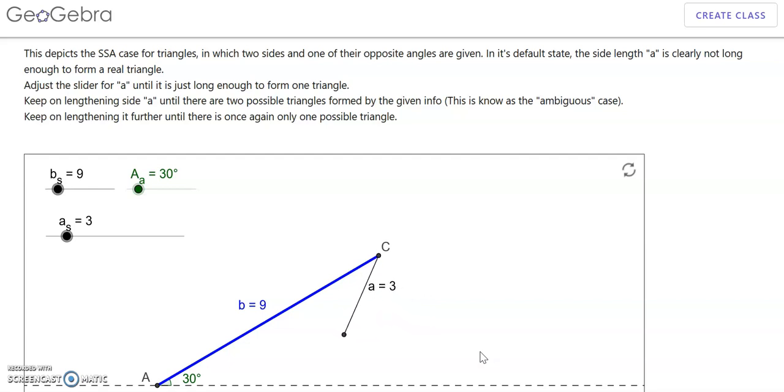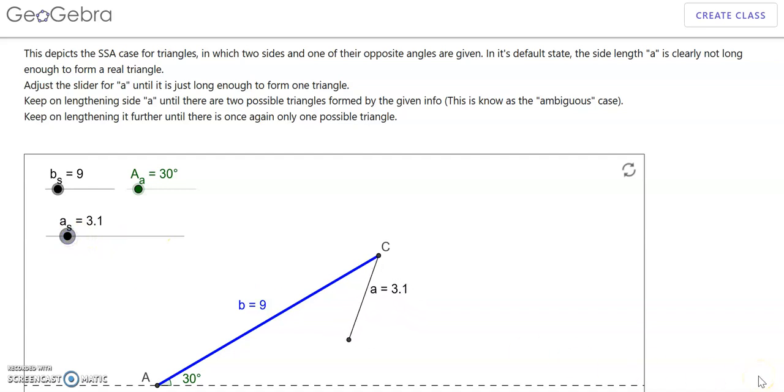So you'll notice that angle A and the side length across from it, side A, are two pieces that are given to us. And as you're watching this, you're going to notice that side A is not long enough to create a triangle. So that's obviously one option that could happen. Zero triangles are produced because the side length is not long enough.